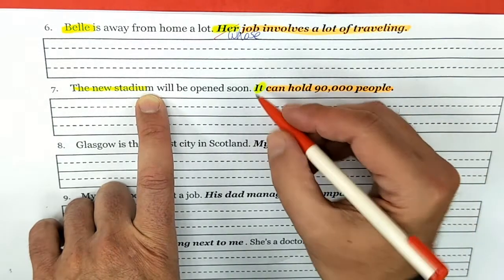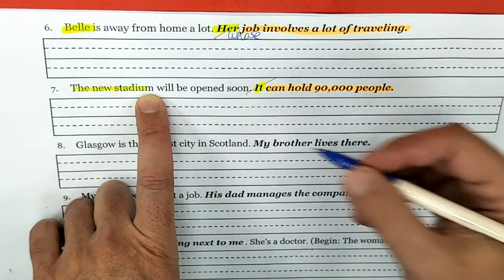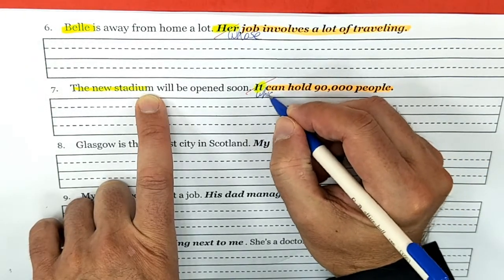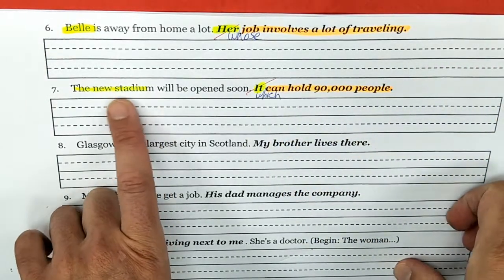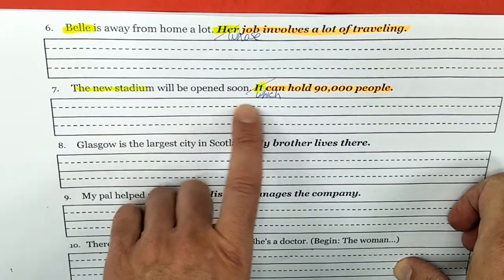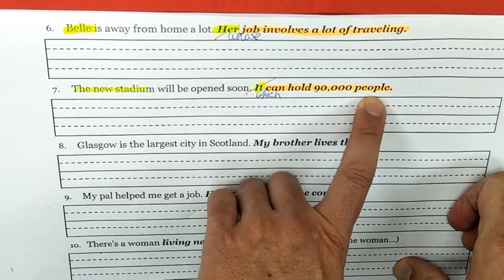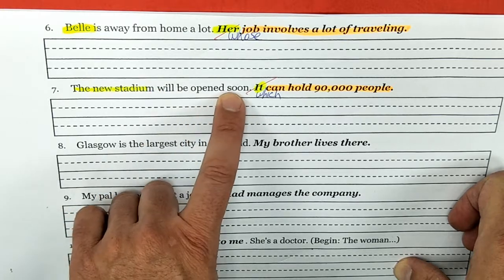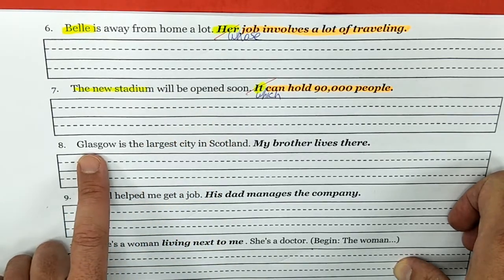So where it out, and I'm going to write which. The new sentence is: The new stadium, which can hold 90,000 people, will be opened soon.